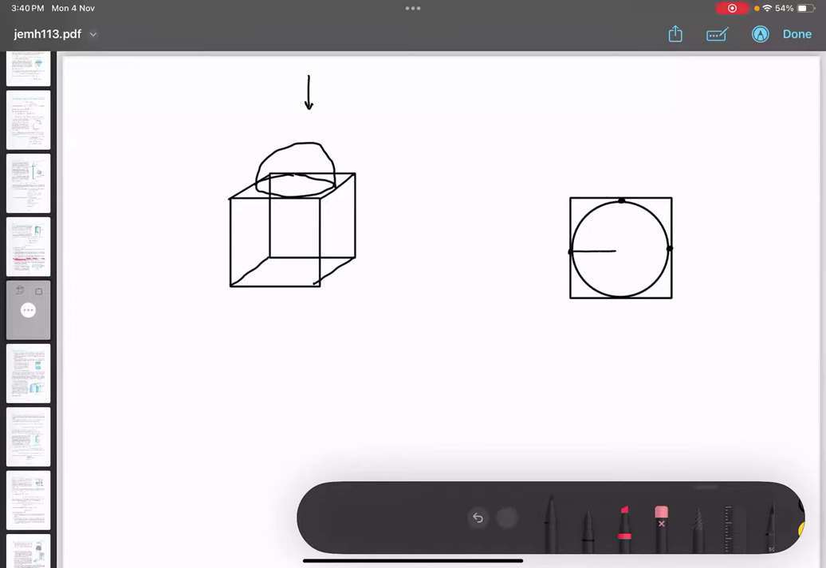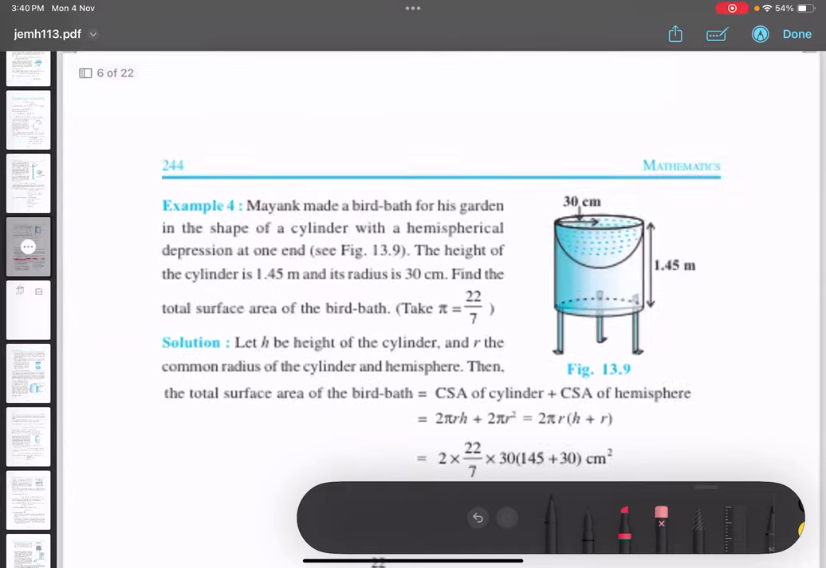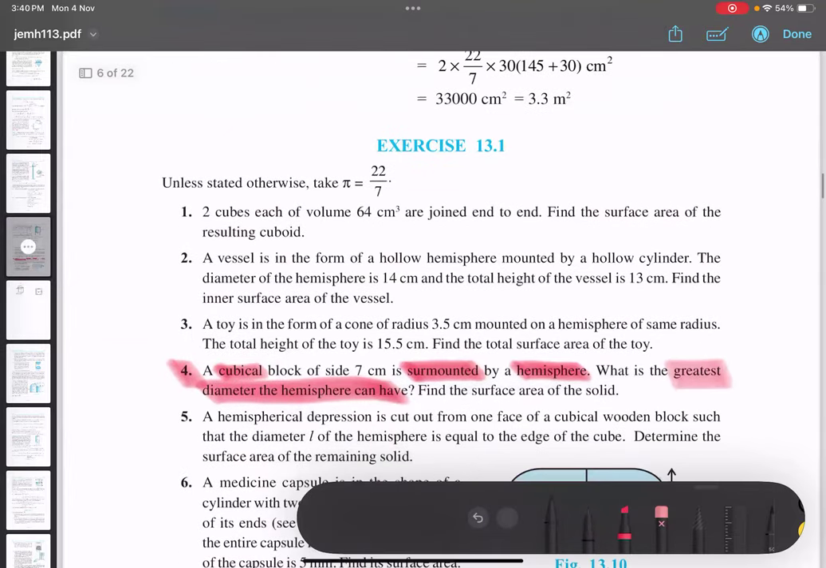I think now it is easy. Seven centimeters is the maximum diameter possible. So the first answer is clear. What is the greatest diameter the hemisphere can have? They will not ask this question in the board exam. If they are going to ask this question, that will be for 1 mark only.